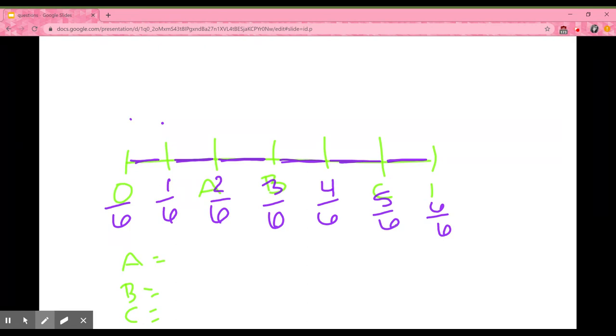Now you just go through and match each one. So our letter A is 2/6. B is 3/6, and C is 5/6.